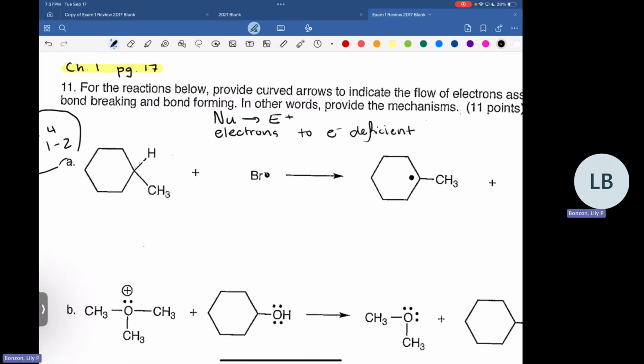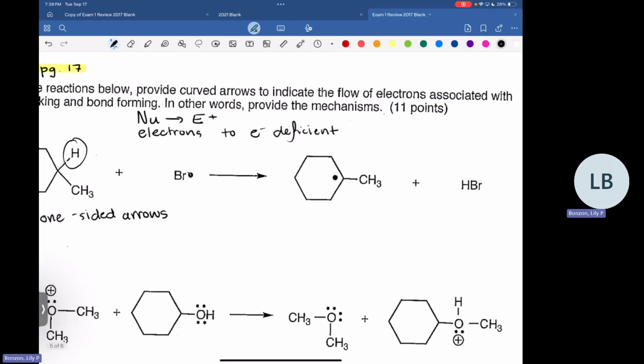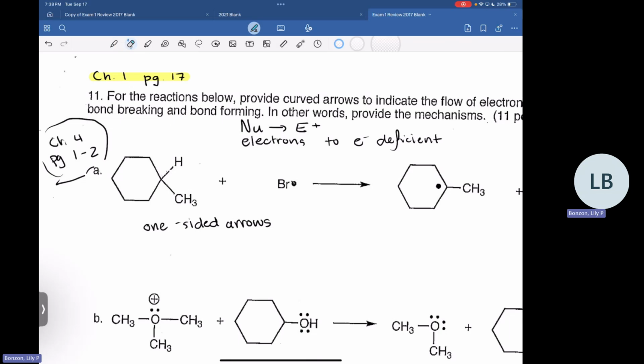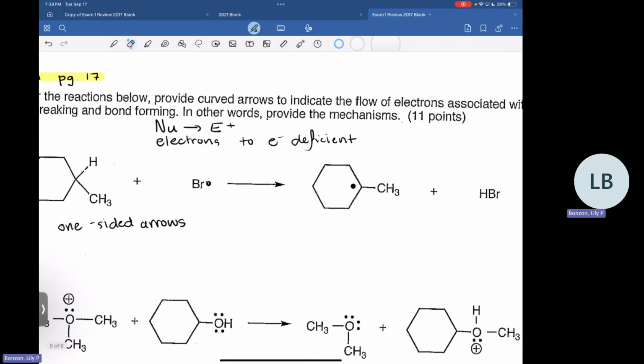And these ones are also kind of tricky because they're not like most other mechanisms. Since we're only dealing with single electrons at a time, we only use one-sided arrows whenever we're doing the electron pushing. So starting with this first one, we see that we went from a hydrogen at this position to a single radical at that position. And we went from bromine radical to HBr.